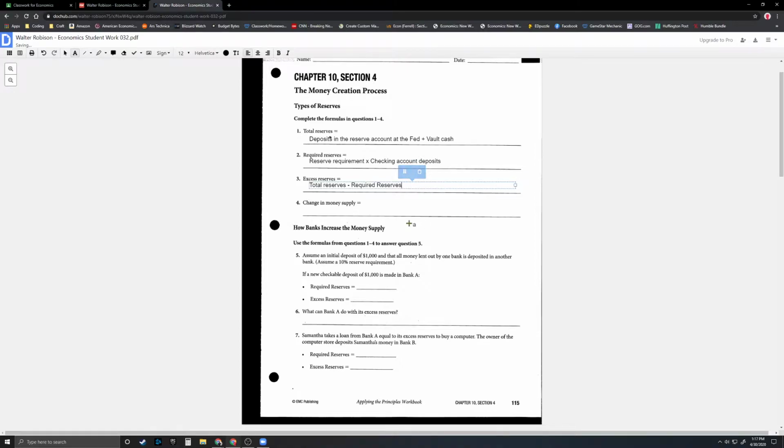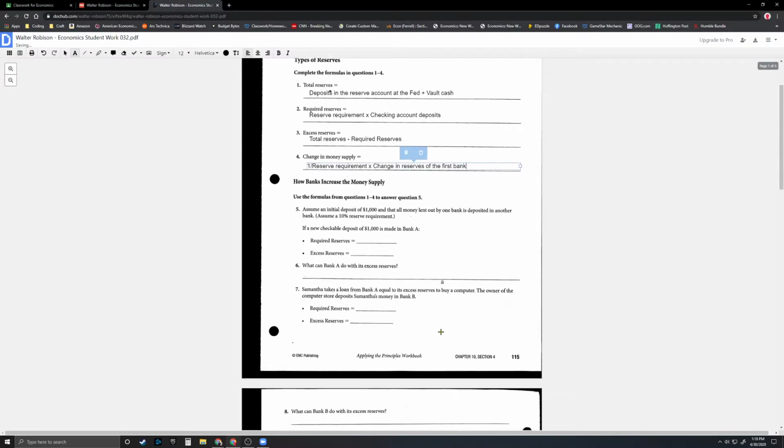All right, and then how do we figure out the change in the money supply? So this is slightly different, but you take one, then you divide it by whatever your reserve requirement is. And again, in the United States, that's 10%. Then you have to multiply that by the change in reserves of the first bank.